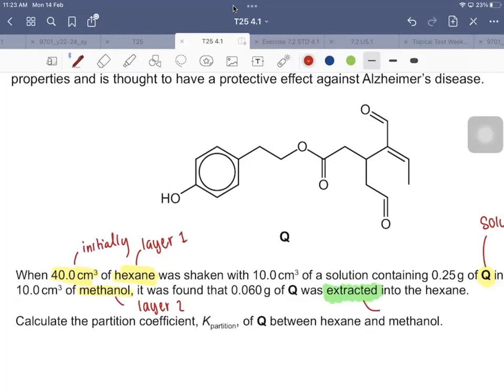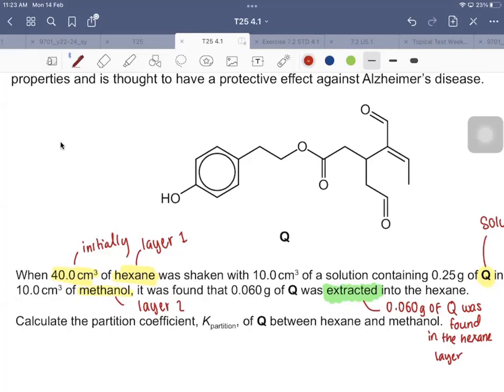That means another word for that is 0.060 grams of Q was found in the hexane layer. Okay, so that's what it means. So please make sure you copy that down. Extracted means how much of Q has been found in that particular layer, in this case in hexane.